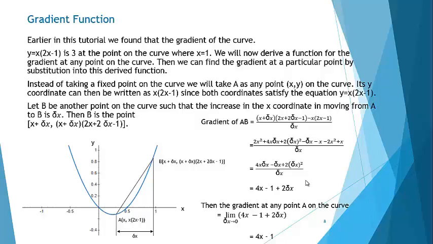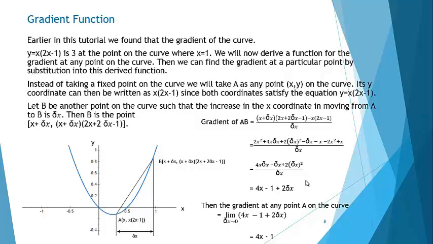Let B be another point on the curve such that the increase in the x coordinate in moving from A to B is delta x. Then B is the point x plus delta x comma x plus delta x bracket 2x plus 2 delta x take away 1.